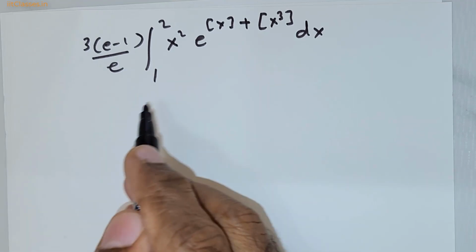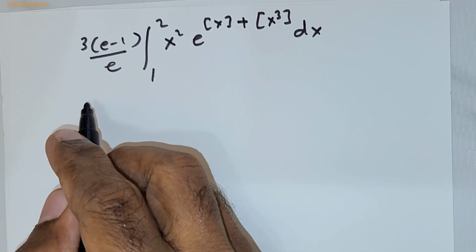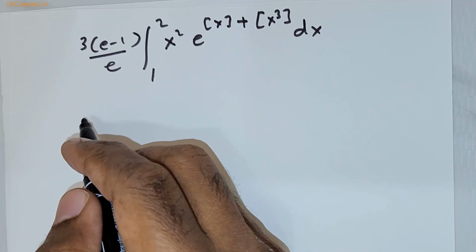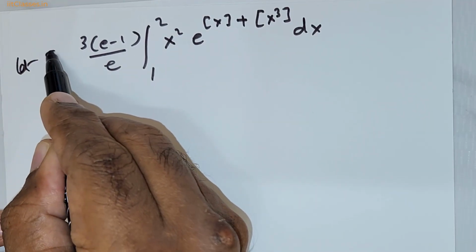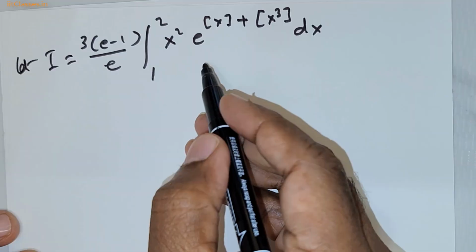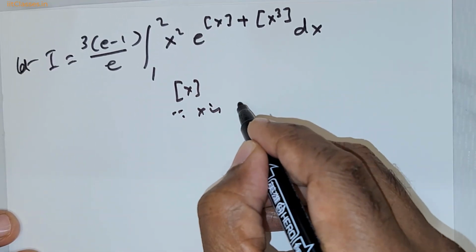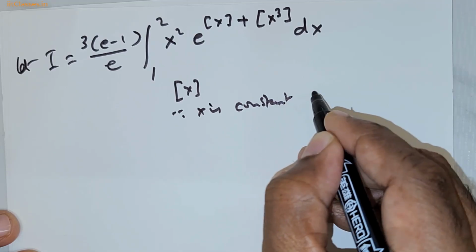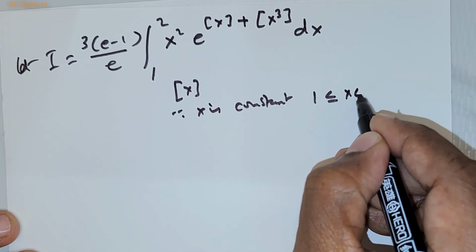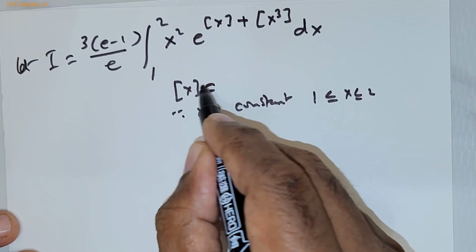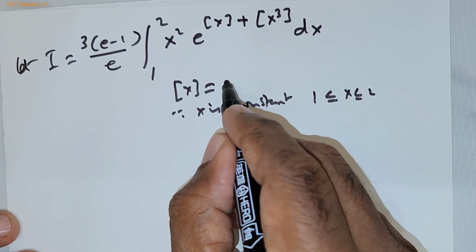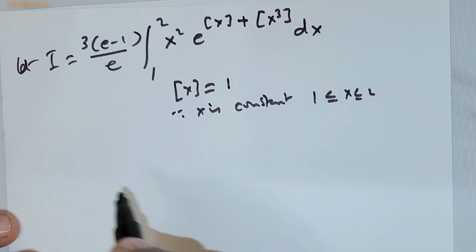Okay, we are expected to integrate this question. Now what I wish to do is, let me take this as I equal to. Now this is the greatest integer function. Now since x is constant in the interval 1 less than or equal to x less than or equal to 2, I can take this greatest integer function of x to be equal to 1.